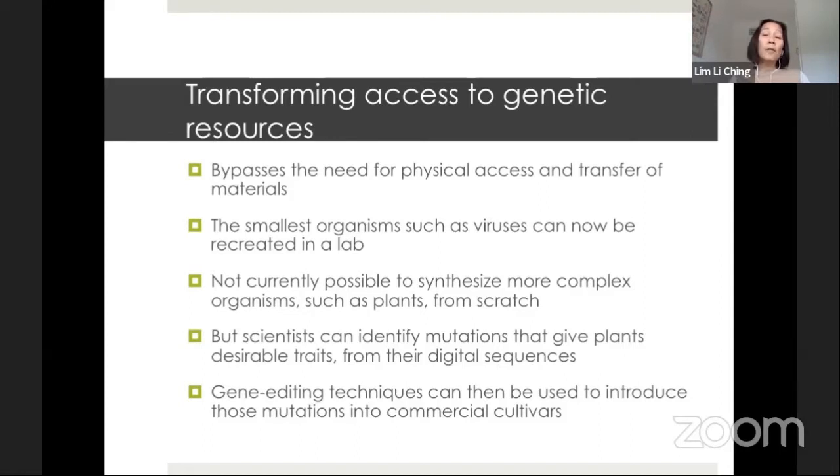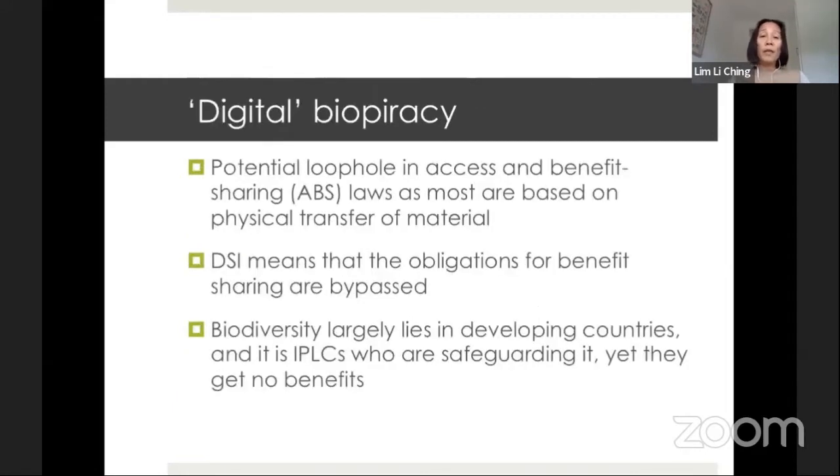And we have situations where the smallest organisms, such as viruses, can now be recreated in a lab, and this is very useful, for example, for vaccine or drug development. Now, it's not currently possible to synthesize the more complex organisms such as plants from scratch. So scientists aren't going to be making new plants, but they can identify mutations that give plants desirable traits from their digital sequences, and then use new genetic techniques such as gene editing to introduce these mutations into commercial cultivars and develop valuable products.